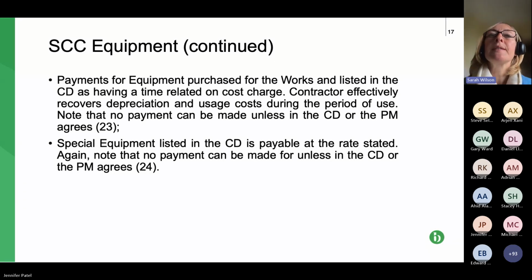And both of those state that you don't get payment unless these are referred to in the contract data or the project manager agrees to them. Now, you might be happy to rely on the good nature of the project manager, but if it was me, I'd want to make sure those items were definitely in the contract data if they were relevant, rather than relying on the goodwill of the project manager once you're in contract. Next slide, please.